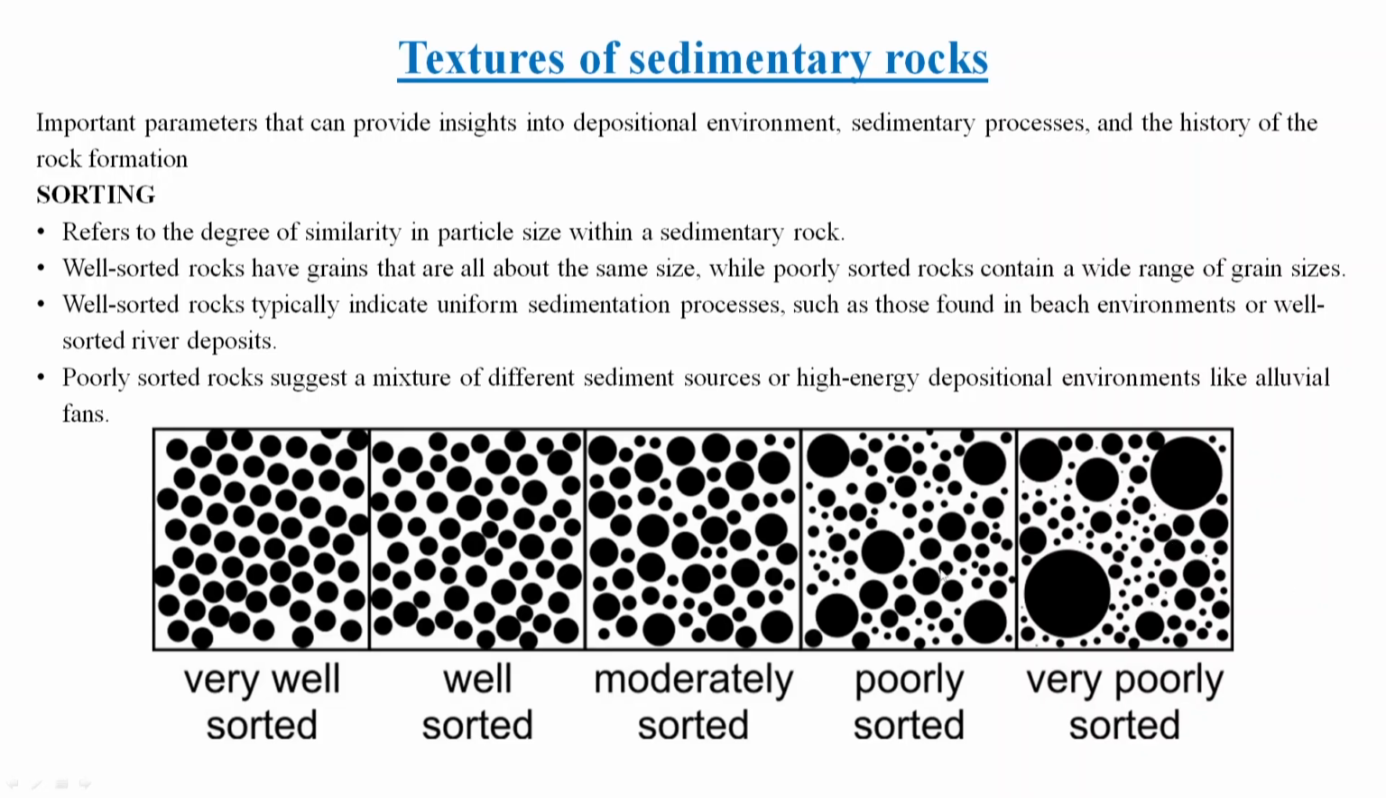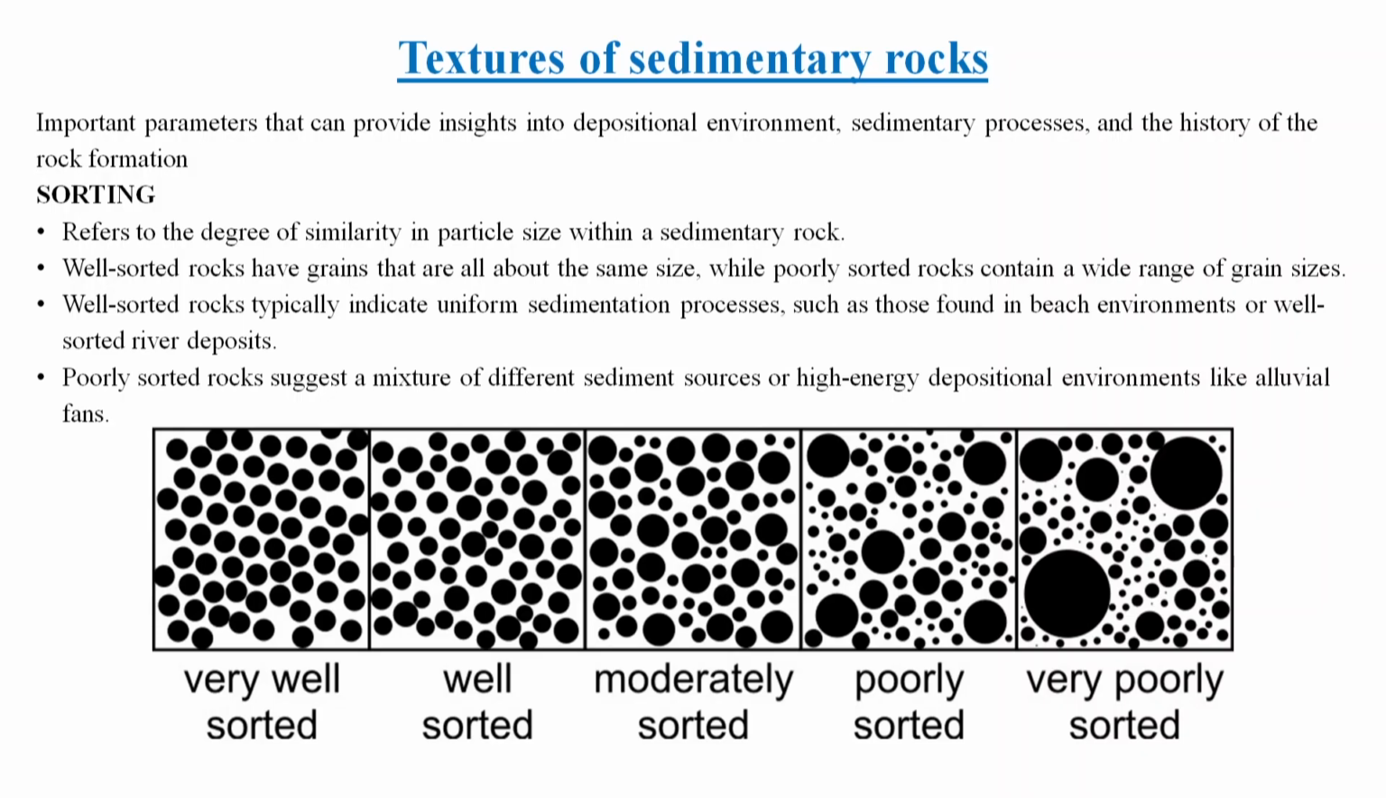So, again and again, the understanding of texture is extremely important, because it will give you an idea about the kind of environment and the kind of transportation through which a sedimentary rock has formed. So, you can say that well sorted rocks have grains that are all about the same size, like I was mentioning, while poorly sorted rocks contain a wide range of grain sizes. Then well sorted rocks typically indicate uniform sedimentary processes.